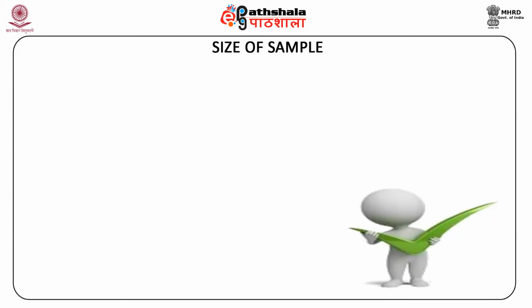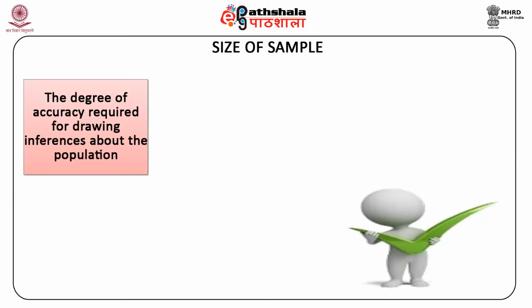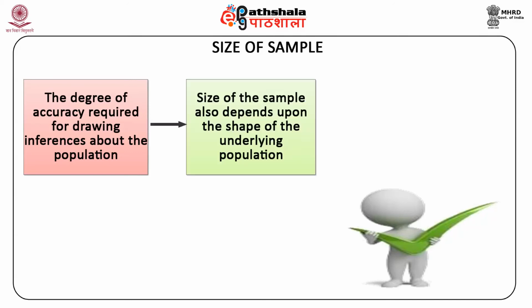Now the question arises: how large should the sample size be for a sampling distribution to be normal? The answer depends on two main factors. First, the degree of accuracy required for drawing inferences about the population under study. Second, the size of the sample also depends upon the shape of the underlying population.